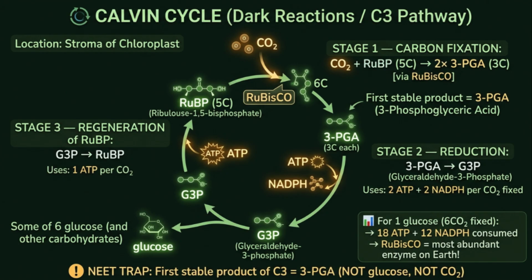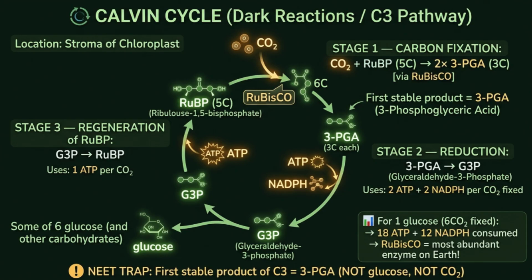Stage 2, reduction. The 3-PGA molecules are reduced to G3P, glyceraldehyde 3-phosphate, using ATP and NADPH from the light reactions. Some G3P molecules exit the cycle and are used to build glucose and other organic molecules. Stage 3, regeneration. The remaining G3P molecules are used to regenerate RuBP, consuming more ATP. This keeps the cycle running continuously. For every 6 CO2 molecules fixed, which gives you 1 glucose, the cycle consumes 18 ATP and 12 NADPH, and the enzyme RuBisCO is the most abundant protein on the entire Earth.